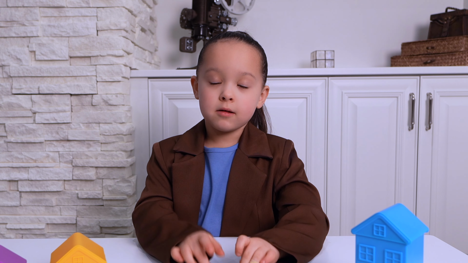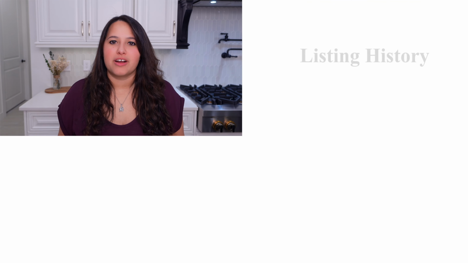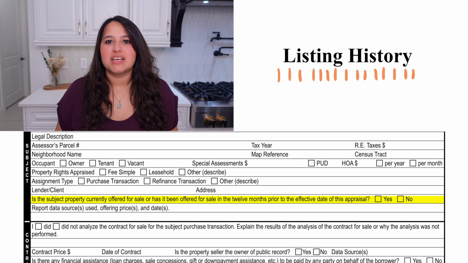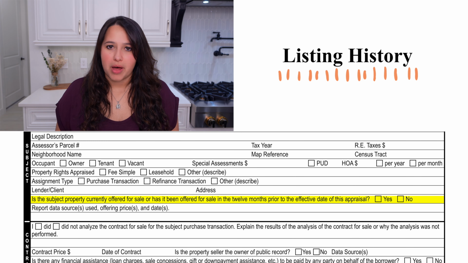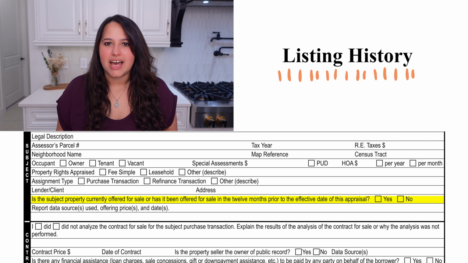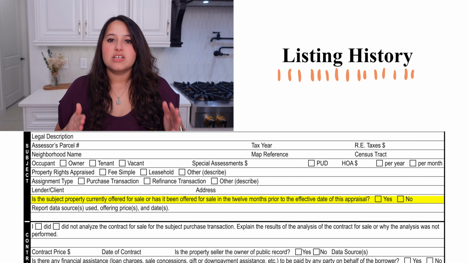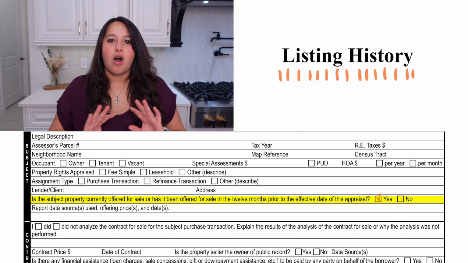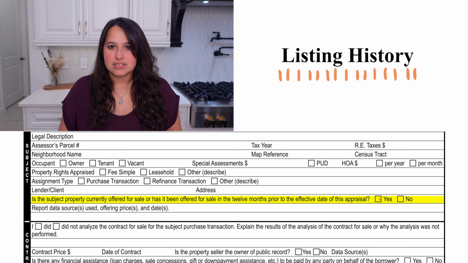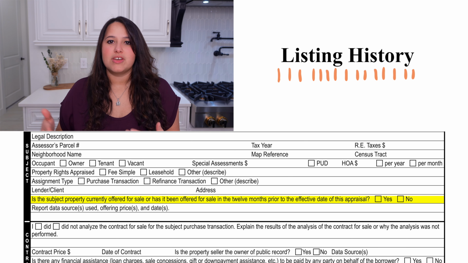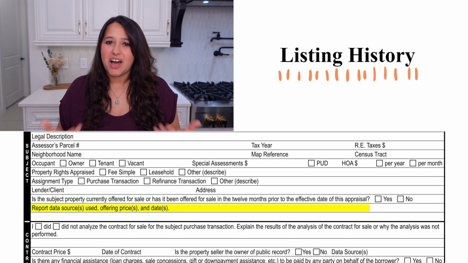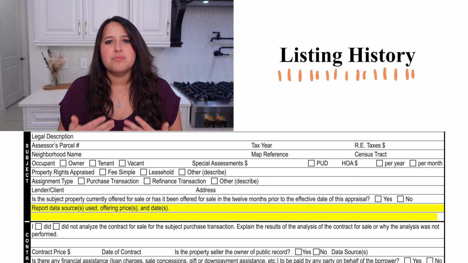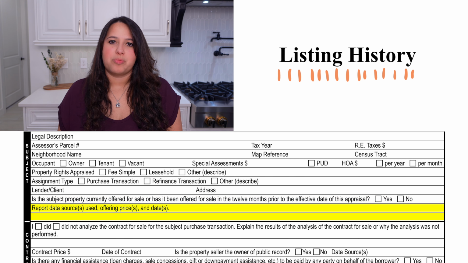What's next? The next part asks if the property has been listed or offered for sale in the last 12 months. If the current transaction is a purchase, then this would be marked yes, and all details about the current listing, as well as any previous listings in the last 12 months, would be put in this section. This helps us to understand how the market reacted to the property's price.